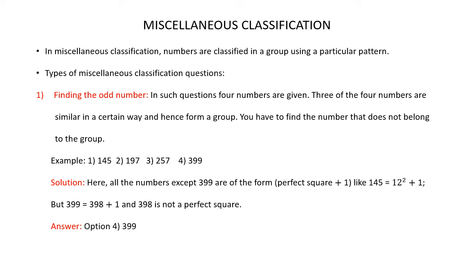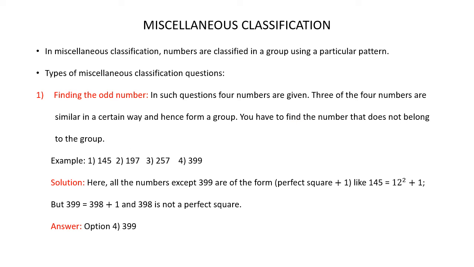Now let's learn about miscellaneous classification. In miscellaneous classification, numbers are classified in a group using a particular pattern. There are various types of miscellaneous classification questions like finding the odd number or finding the odd pair of numbers, etc. Let's learn about the miscellaneous classification questions where you have to find the odd number. In such questions, 4 numbers are given. 3 of the 4 numbers are similar in a certain way and hence form a group. You have to find the number that does not belong to the group.